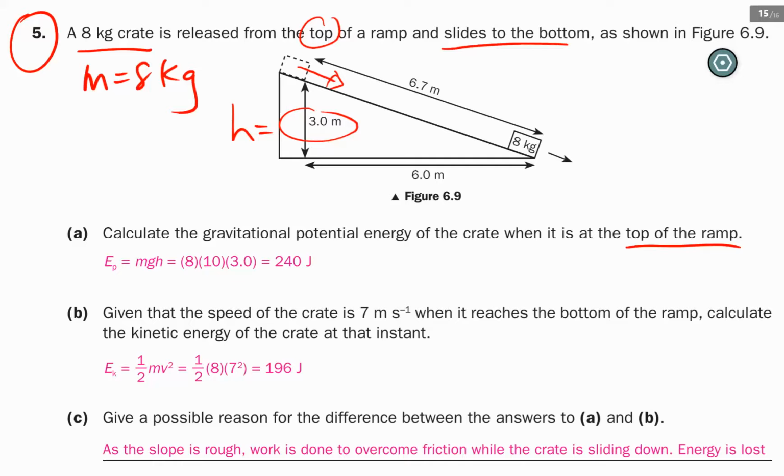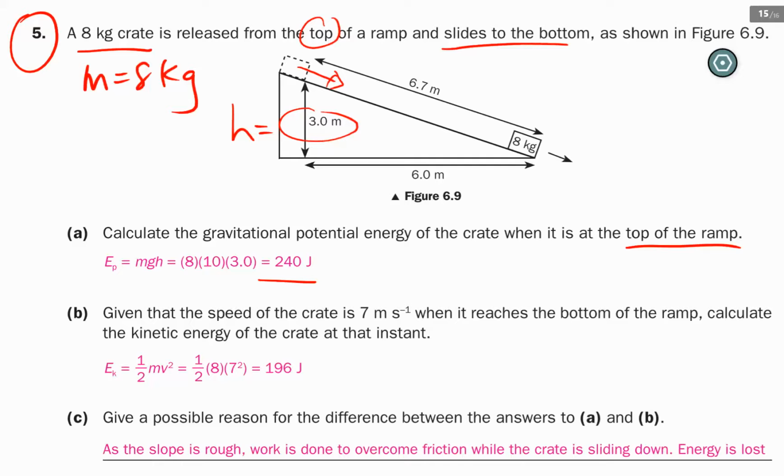So in this case, apply your formula for GPE, which is mgh. So 8, which is the mass of your crane, times your g of 10, times your height in meters, 3 meters. Just press your calculator and your answer is 240 joules. Okay, let us now move on to part B.